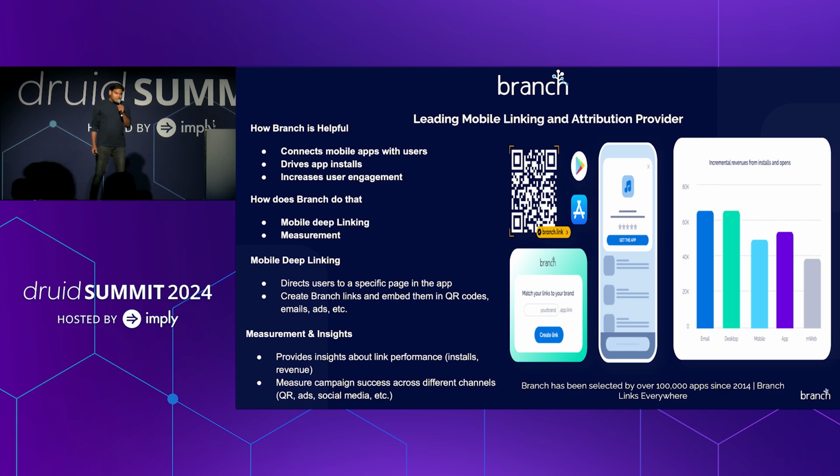So Branch makes it easier. It allows you to create a custom link for your mobile content. That mobile content can be embedded into a QR code. And it's not only limited to QR codes. That custom link, we call Branch links, can be integrated with email, mobile, web, or OTT ads.